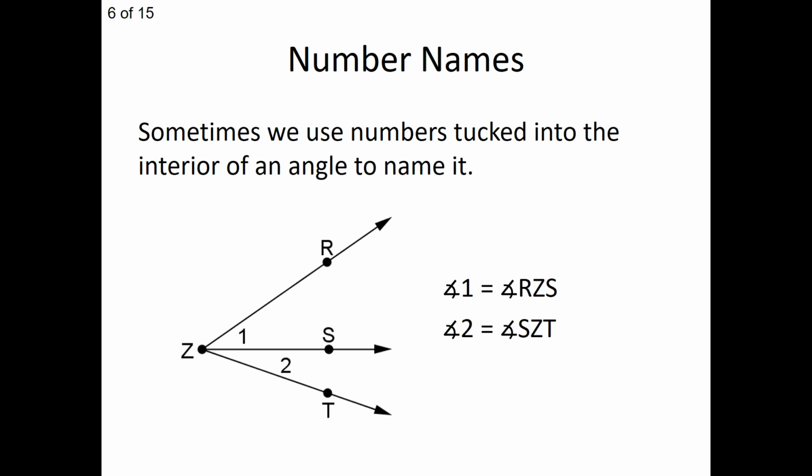Tucking numbers can be quite convenient, especially when you're dealing with many different angles. Tucking a number in makes it a lot easier to name instead of having to distinguish between all the different letters that we have. And you'll see a combination of a lot of different versions, from three-letter names to the single letter name to the numbered name. So just keep in mind, there are many different ways we can name angles.